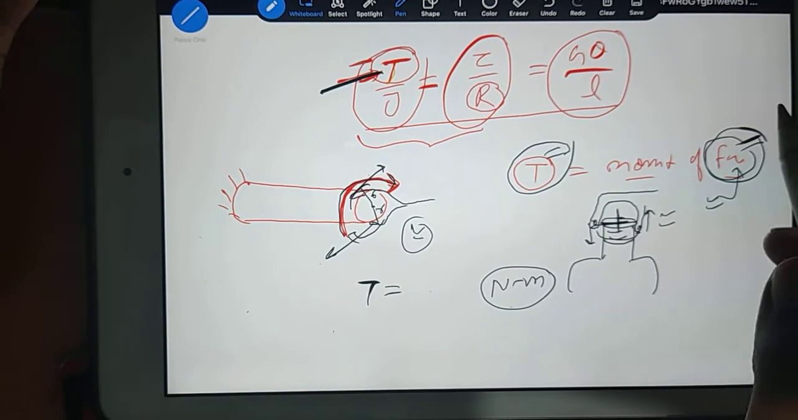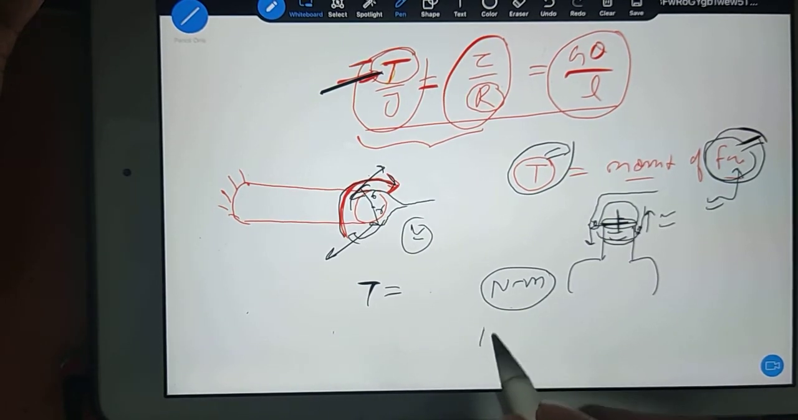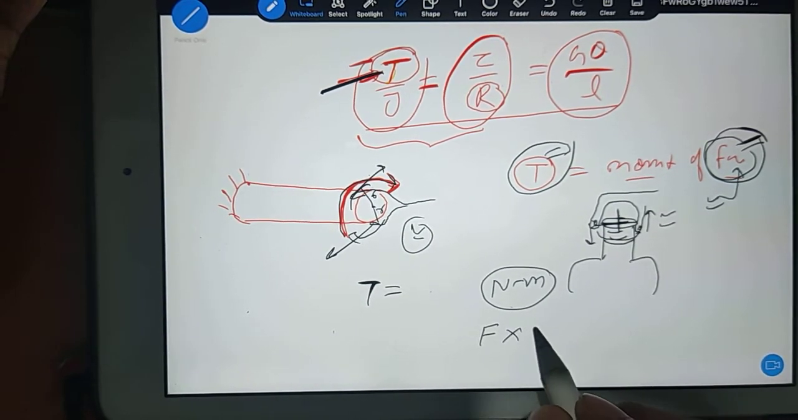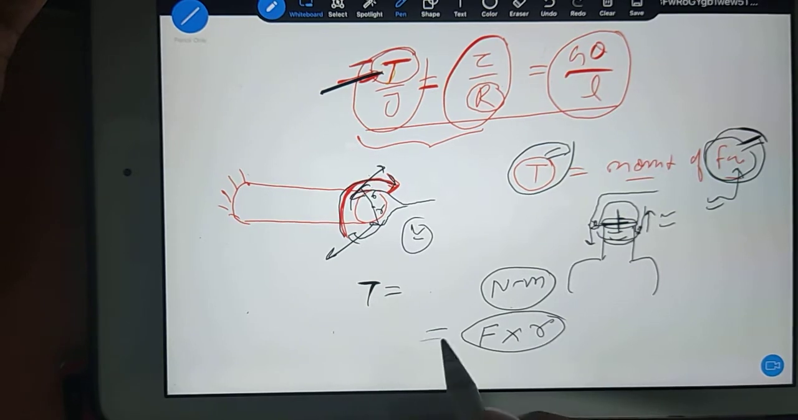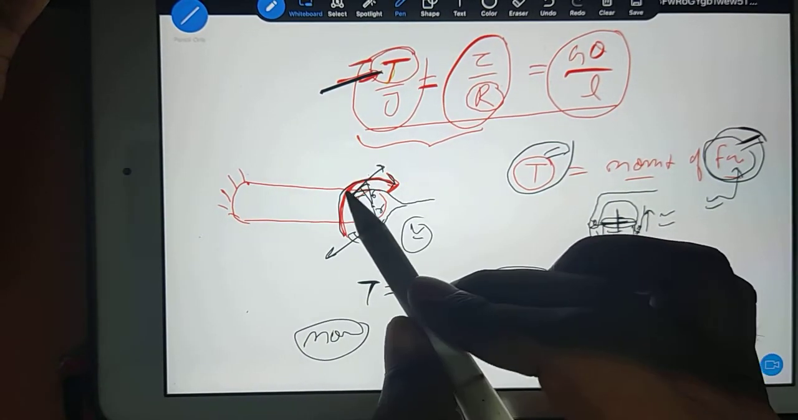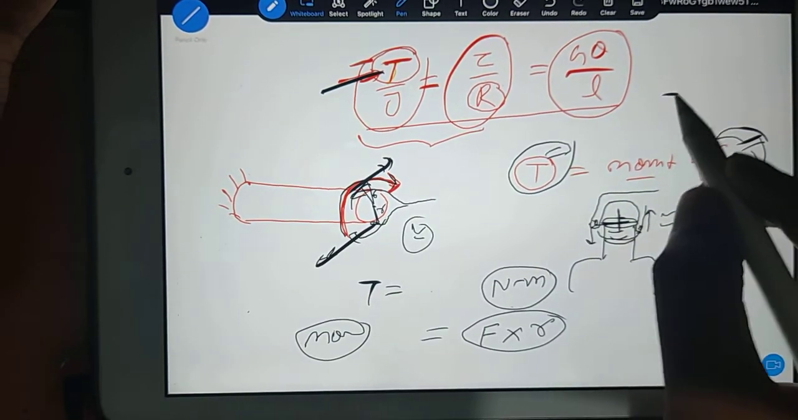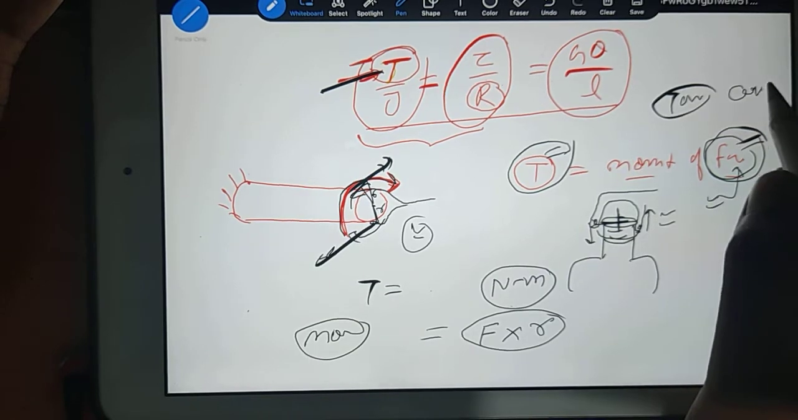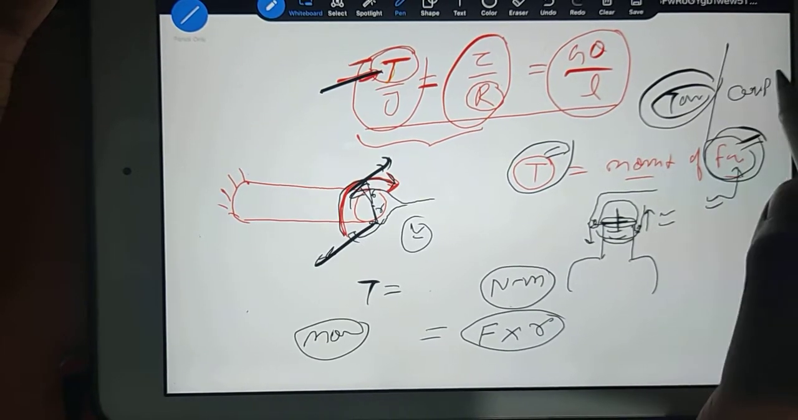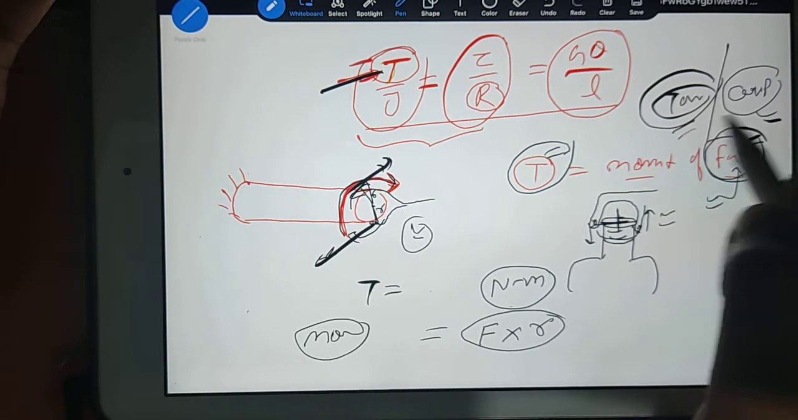How will you convert any force into torque? When you have one force and you multiply it with the perpendicular distance, you get moment of force, correct? Here you have two forces. One force is acting in this direction, one force acting in this direction. Actually, there is something called torque and there is something called couple. Torque is different and couple is different. What is torque and what is couple?